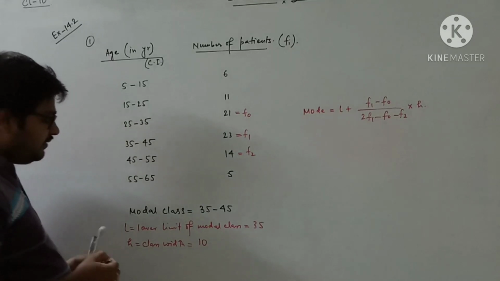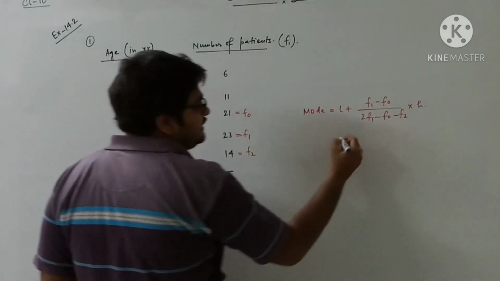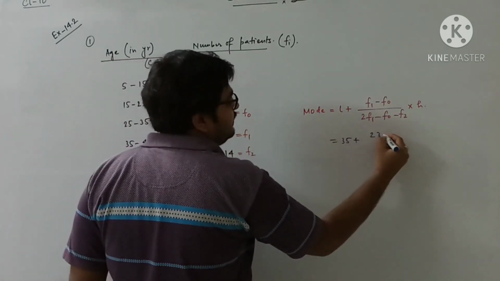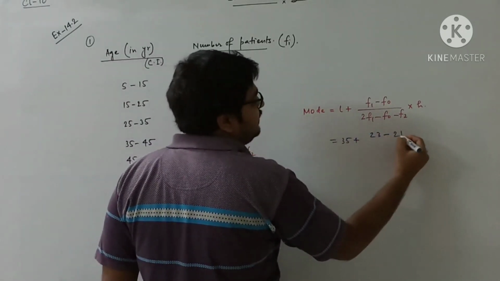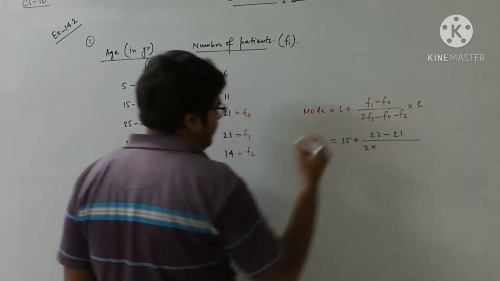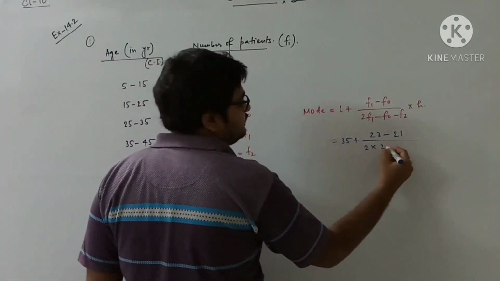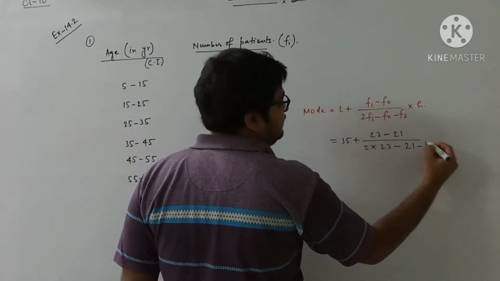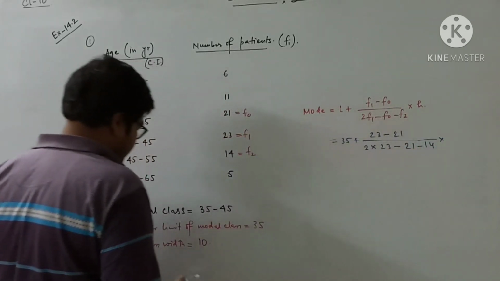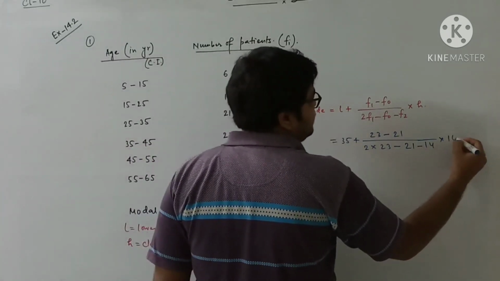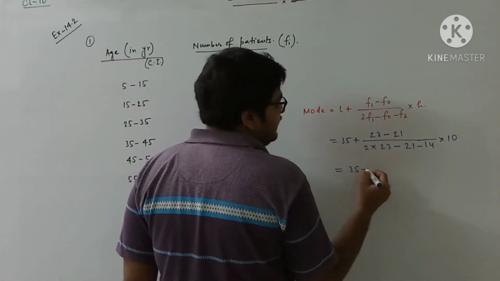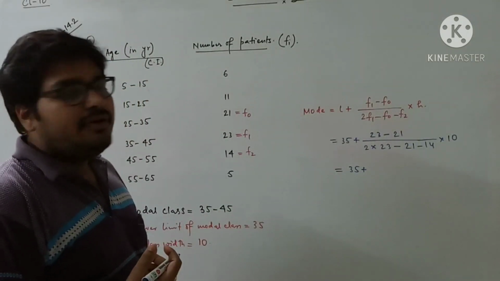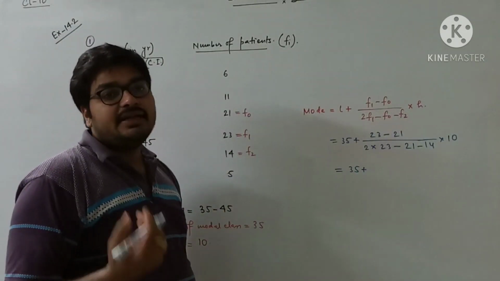All the values you know now. l is the lower limit of the modal class, that is 35. f1 is 23, f0 is 21. Now 2 into f1, 2 into 23, minus f0, 21, minus f2, 14. h is 10. Some students ask that if f1 comes at the last of the table, then how will we get f2? Or if f1 comes at the first of the table, then how will we get f0?